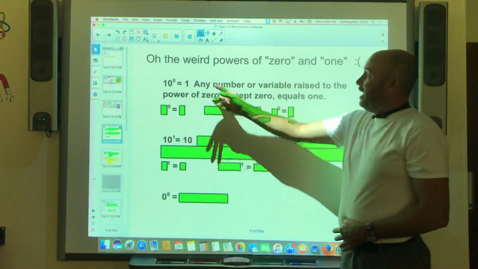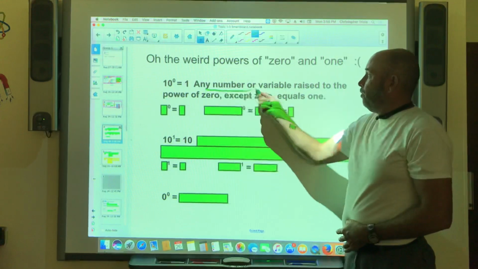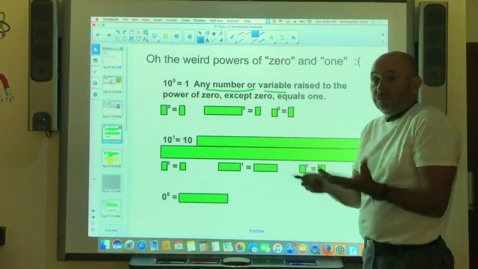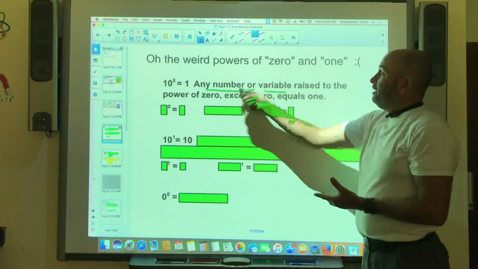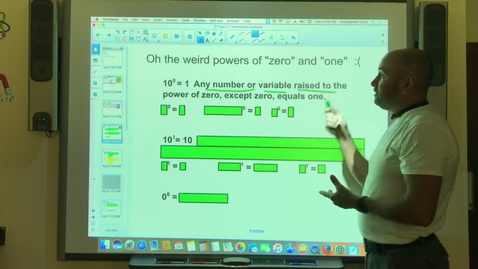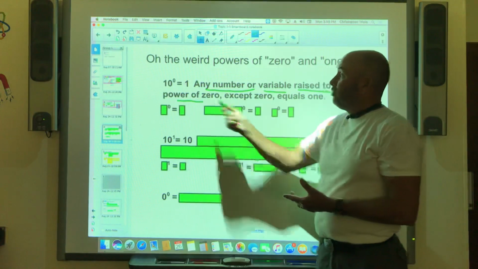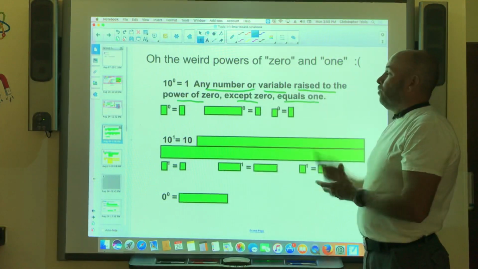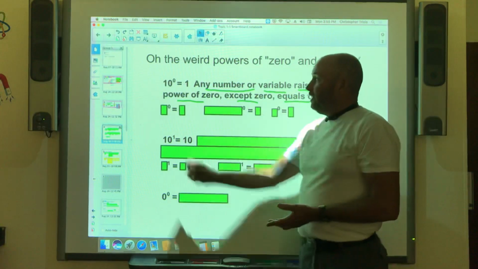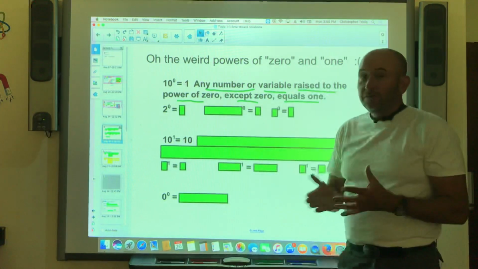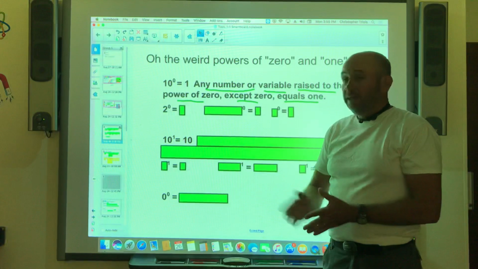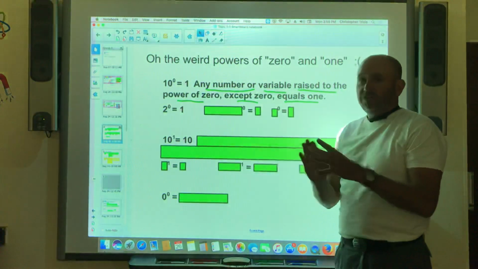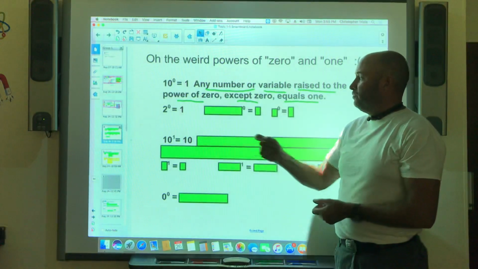In other words, any number or variable, okay, variables are letters that represent numbers, any number or variable raised to the power of 0, except 0, equals 1. So in other words, if you have 2 to the 0 power, it will equal 1. That's its value. It's just 1.